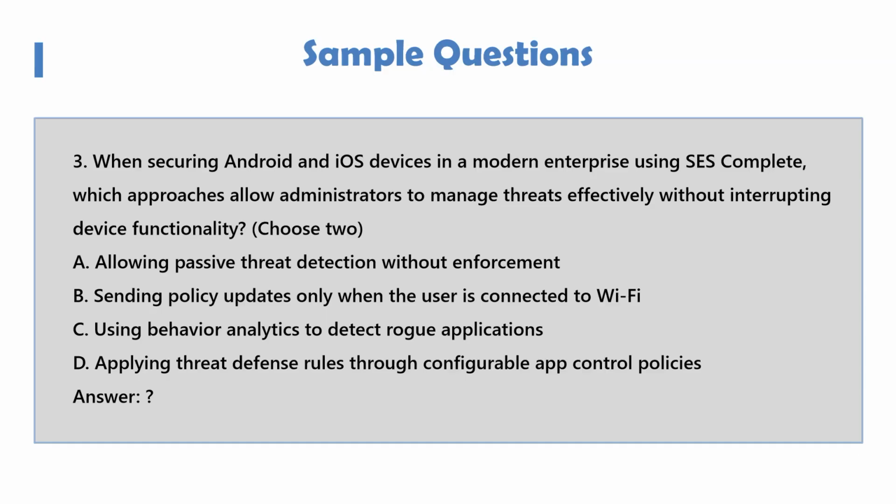3. When securing Android and iOS devices in a modern enterprise using SES Complete, which approaches allow administrators to manage threats effectively without interrupting device functionality? Choose 2. A. Allowing passive threat detection without enforcement. B. Sending policy updates only when the user is connected to Wi-Fi. C. Using behavior analytics to detect rogue applications. D. Applying threat defense rules through configurable app control policies.